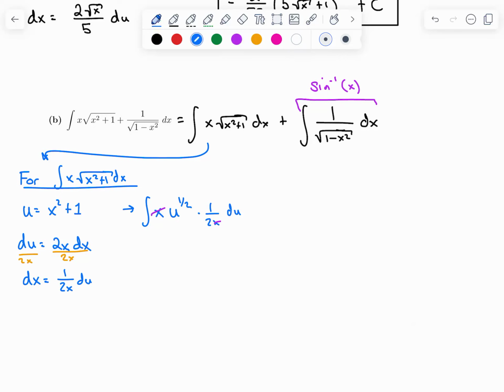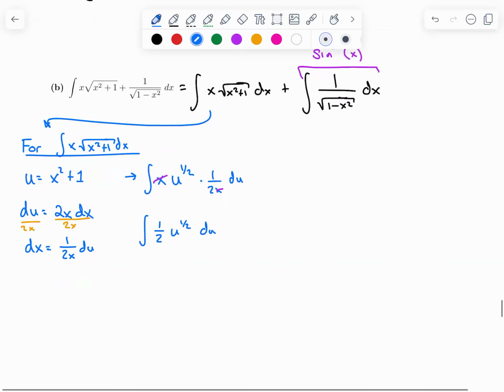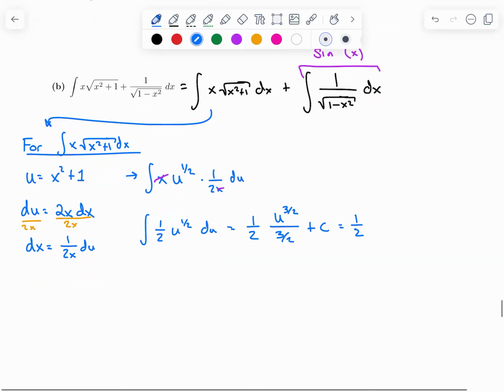And we end up with the integral of 1 over 2 u to the 1/2 du. And we can compute that pretty nicely. That will be 1/2 u to the 3/2 over 3/2 plus a constant c, which, if you flip and multiply, is going to be 1/2. I can write it out. That'll be 1/2 times 2/3 u to the 3/2 plus a constant c. And so that gives us 1/3 times x squared plus 1 to the 3/2.